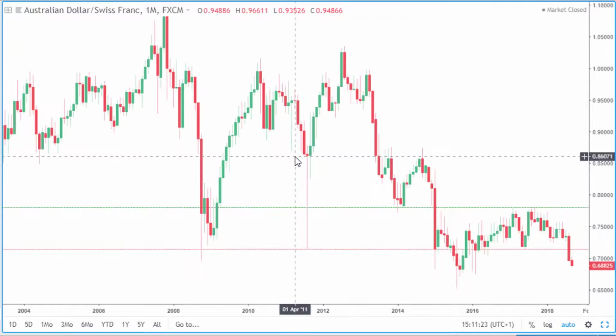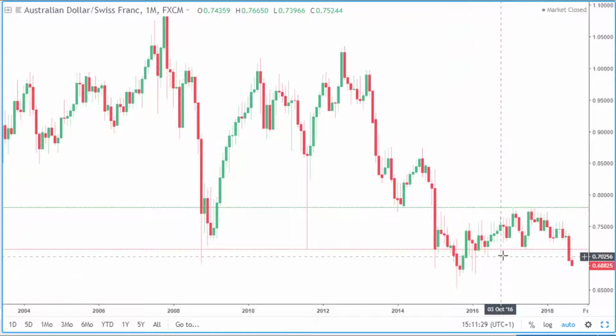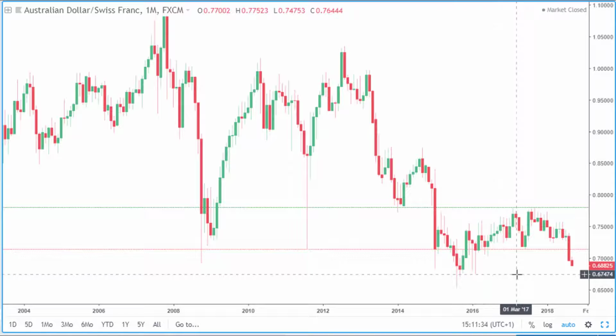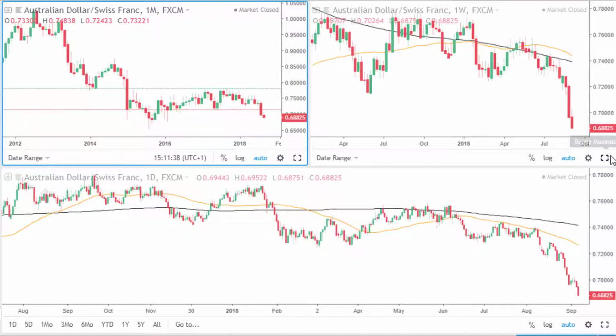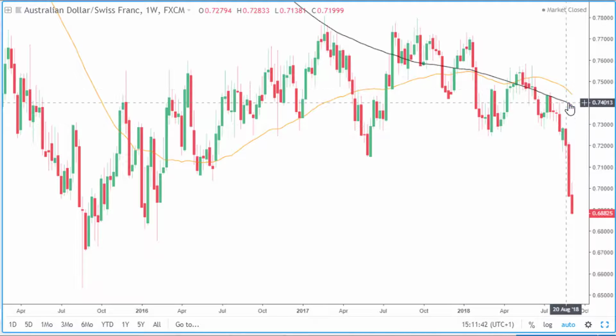If we look at the monthly time frame, we can see that price is in the area of consolidation between this high and this low. Currently, price is below last year's low and heading towards this area of support. Go into the weekly time frame now. We see that the price is below the 50 and 200 simple moving averages, and at the moment we're seeing bearish movements in this pair.